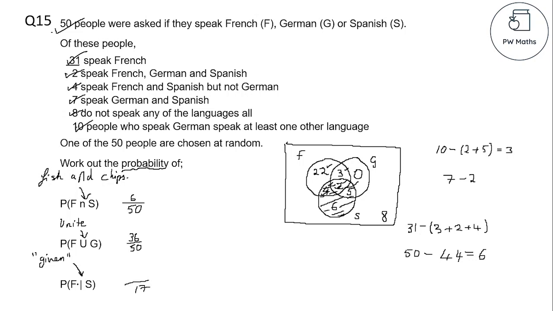What's the probability that if they are in that circle they speak French? Well, those 4 people speak French. Those 2 people speak French. Nobody else in this circle speaks French. 4 add 2 is 6 out of the 17.